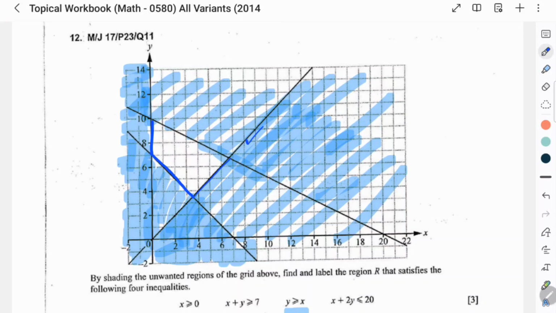and then you can check also. x is greater than or equal to 0. x plus y is greater than or equal to 7, the seventh one. y is greater than or equal to x, and this is less. So we have checked also that we have shaded the unwanted region, and we found the region R, and we can label it. Now move to the next question.